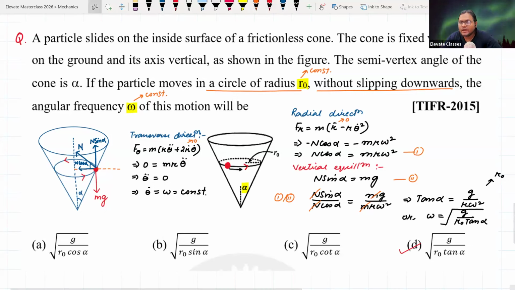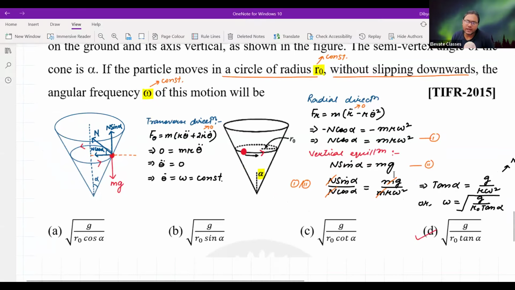Tell me, where did you guys make mistakes? I mean, where is your calculation different from this? At what stage? Most of you got option number C. So at what point did you make a different calculation?